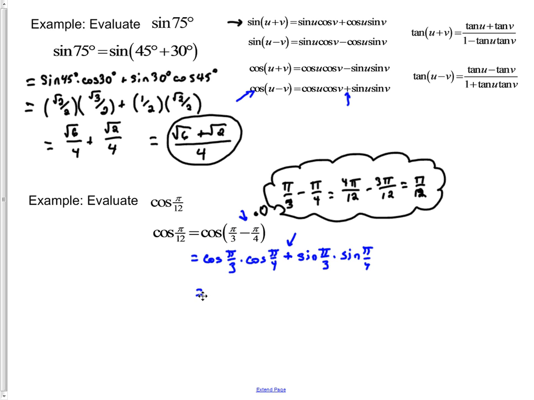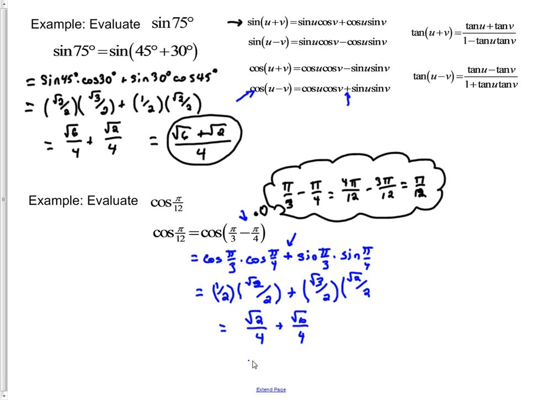So, all right, let's take our cosine of pi over 3. Cosine of pi over 3 is 1/2. And the cosine of pi over 4, well, if you remember it, that is the radical 2 divided by 2. All right. Sine of pi over 3 was the radical 3 over 2 value. And the sine of pi over 4 was again radical 2 over 2. And so we end up with the square root of 2 divided by 4 plus the square root of 6 divided by 4.